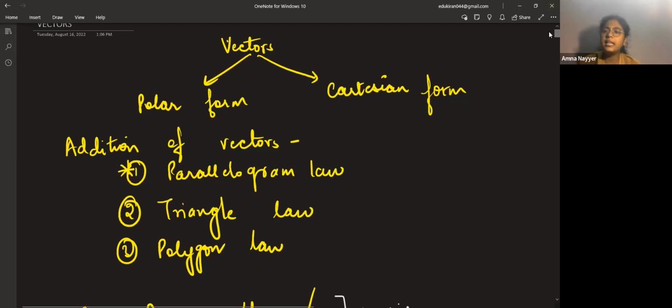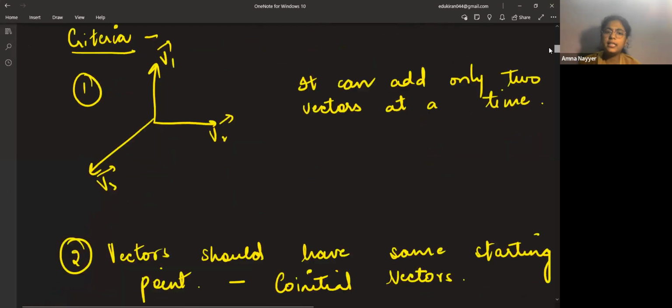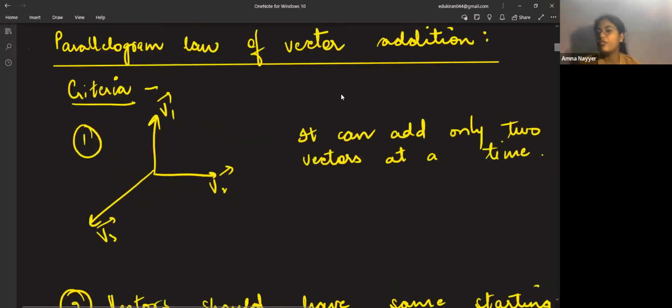Now, there are two criteria you have to remember for the parallelogram law of vector addition. Firstly, you can only consider two vectors at a time. After the derivation, when we see the formula, you will notice that only two vectors, A and B or P and Q, are used. So what about the third one? Suppose three cars are moving with three different velocities. How will you solve it?